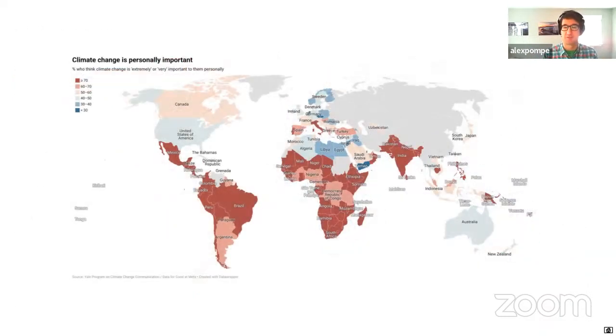We also can ask people to assess how important they think this issue of climate change is here. And now we see there's actually kind of a flip. The places where people were saying maybe they didn't know a lot about climate change are saying at a high proportion that they think it is a very important issue.